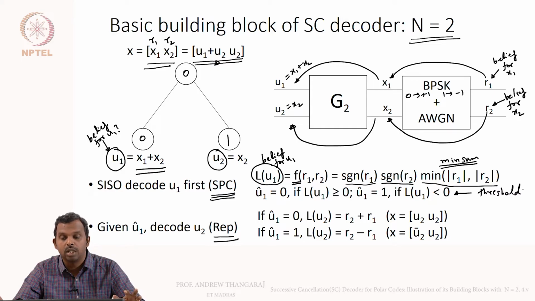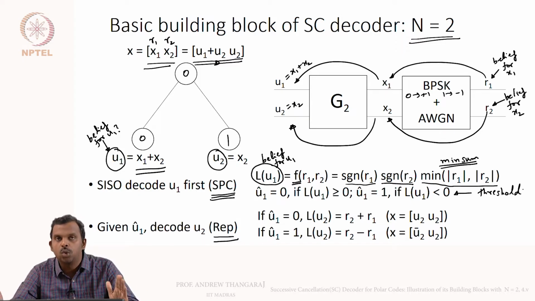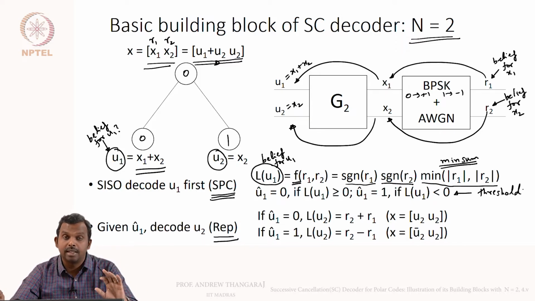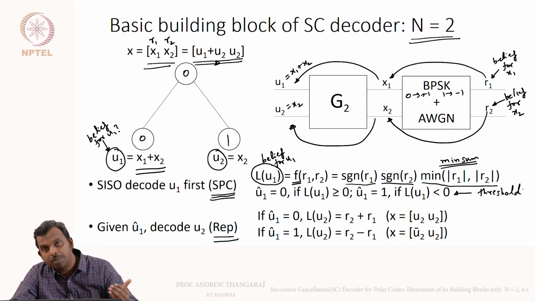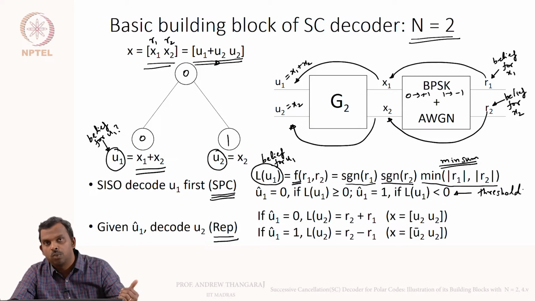So the SISO decoder for n equals 2 is quite simple. It's straightforward. It's a simple single parity check transformation. Remember once again, we are not doing u1 and u2 together. This SISO decoder for the polar code with n equals 2 is slightly different from doing the overall decoding together. You decode u1 first, and once you find u1, you use the estimate of u1 to decode u2. You are not finding u1 and u2 jointly.